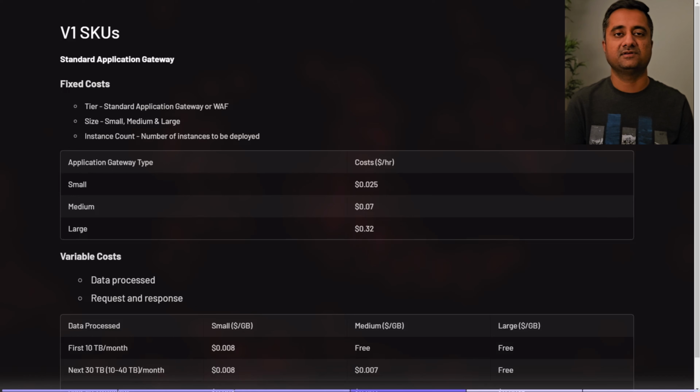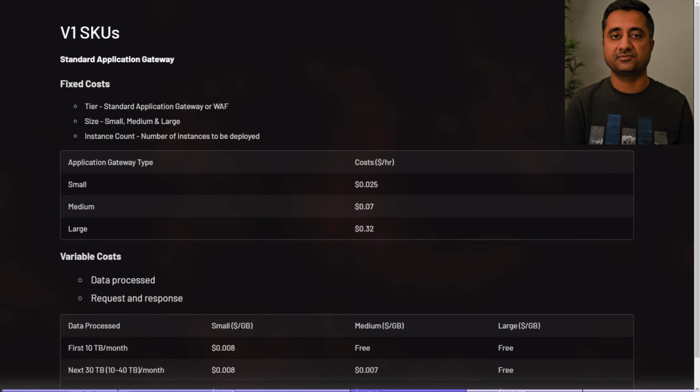V1 SKUs are basically priced on the number of instances that you run. Basically, there is also a fixed cost and a variable cost. Here, if you notice, there are tiers. So in V1 SKUs, you have different tiers. One is standard application gateway, or is it going to be a WAF? WAF is nothing but web application firewall. In the sizes, you have small, medium, and large. And then the cost per hour, typically it's like 730 hours per month or something is what you typically calculate for cost. In the variable cost, for the first 10 terabytes of data, it's going to be free.